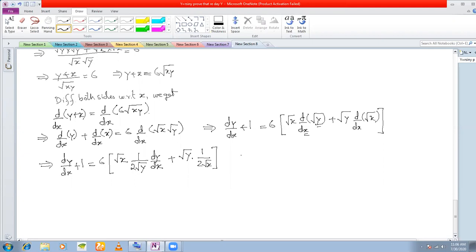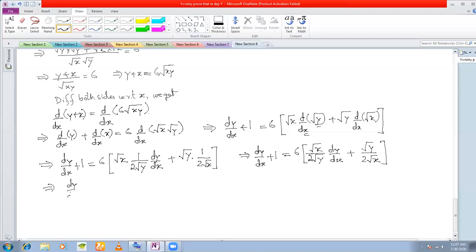Okay, so I get dy/dx plus 1 is equal to 6 times root x by root y dy/dx. Oh, this cancels also. So let me write 2 here by dy/dx. And here you get root y by 2 root x only. Now you take the dy/dx together.